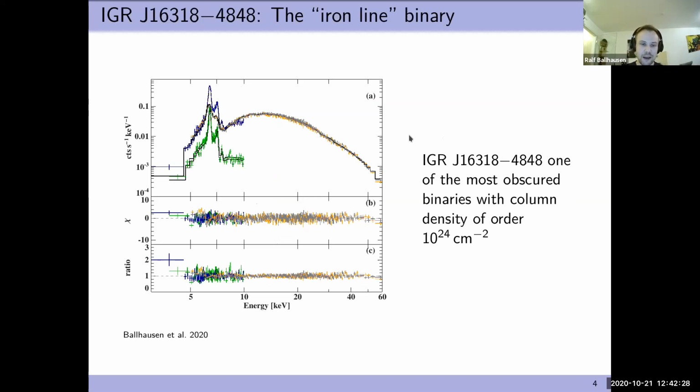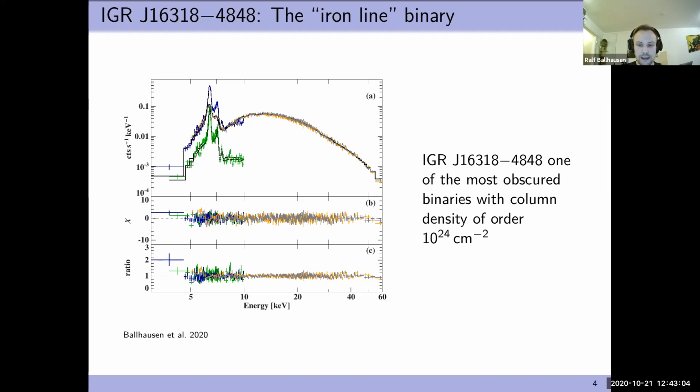And this is the XMM and NuSTAR spectrum. What you can see is this is probably one of the strongest iron lines you've ever seen in an X-ray spectrum, because the spectrum below 10 keV or so is basically completely dominated only by the iron fluorescence complex. So we don't really get any soft X-ray radiation below 3 keV. It's just extremely heavily absorbed. And we have this very strong line complex.